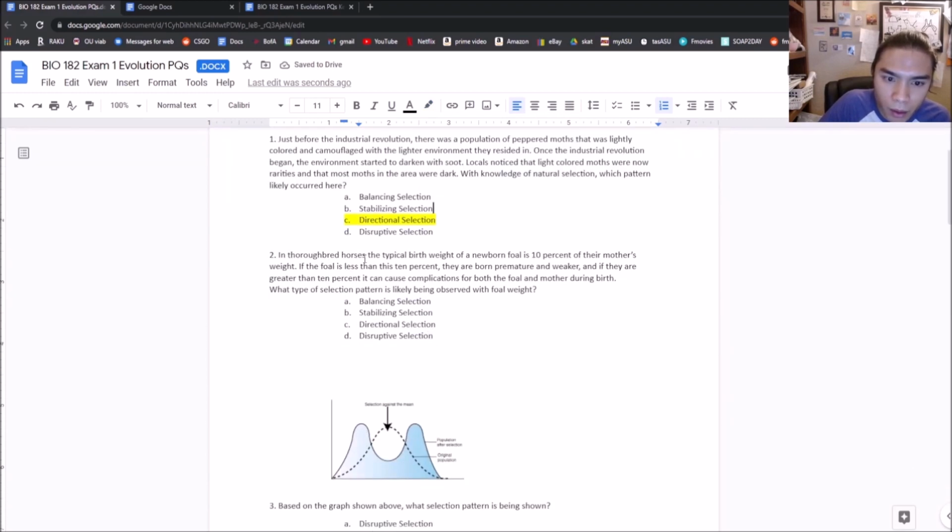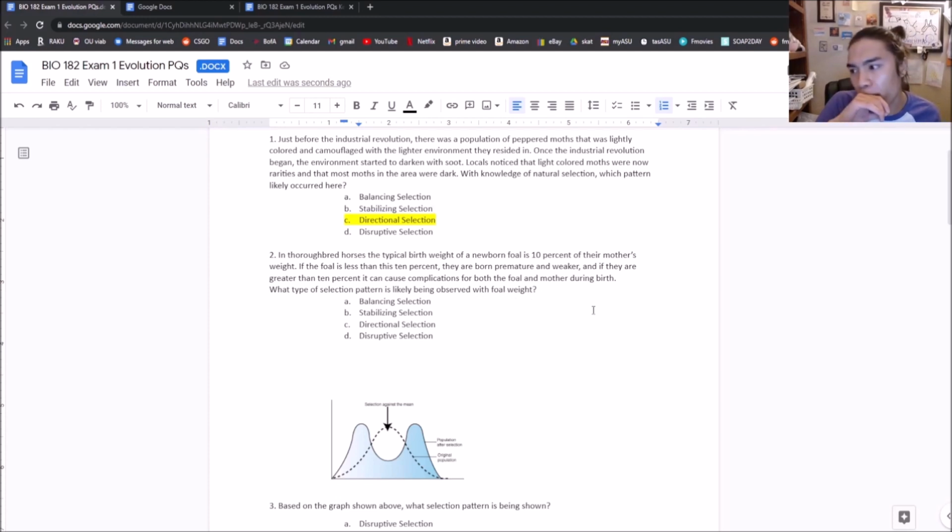So in thoroughbred horses, the typical birth weight of a newborn foal is 10% of their mother's weight. If the foal is less than this 10%, they are born premature and weaker. And if they are greater than 10%, it can cause complications for both the foal and the mother during birth. What type of selection pattern is likely being observed with a foal weight?